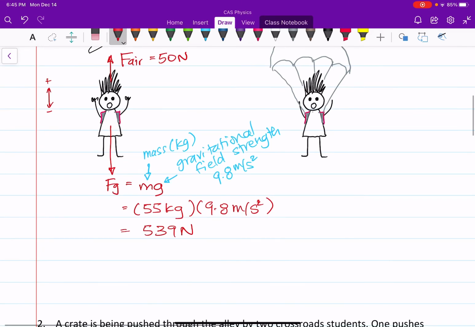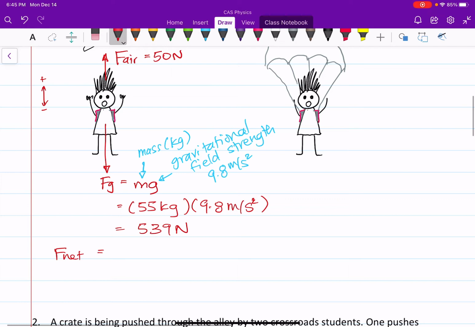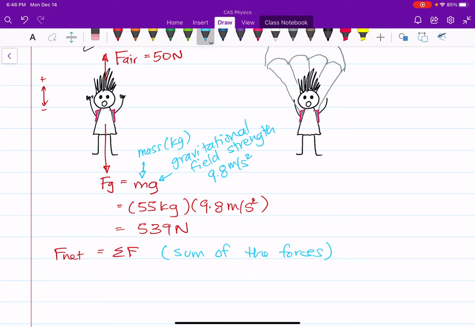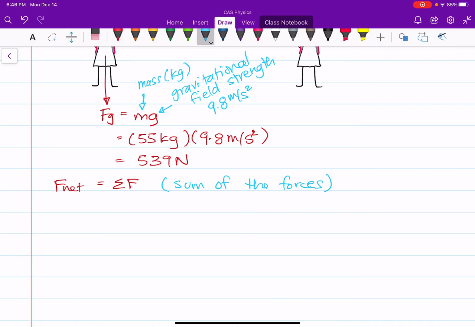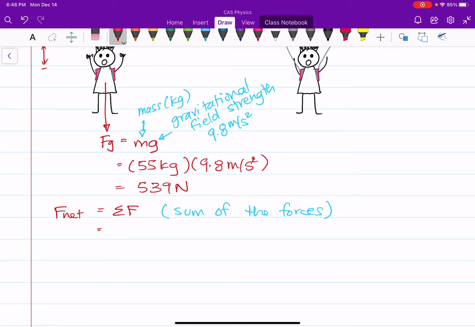So on my diagram, if I wanted to find the net force, F net, we write it like this. It's equal to the sum of the forces. If I look at this up and down direction, what I see is that there is a force of air resistance, which is positive, minus the force of gravity, which is negative, which is why I'm subtracting it. Another way you could have written this is force of air plus negative force of gravity. Then we plug in the numbers: 50 newtons minus 539 newtons. So the answer here is negative 489 newtons.